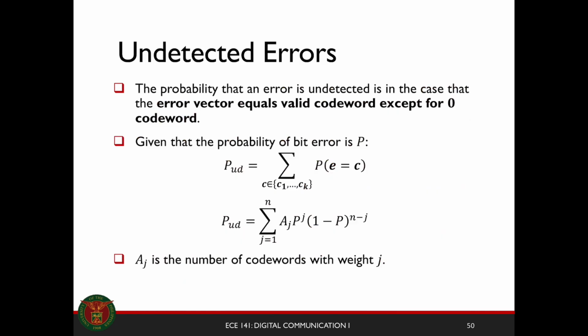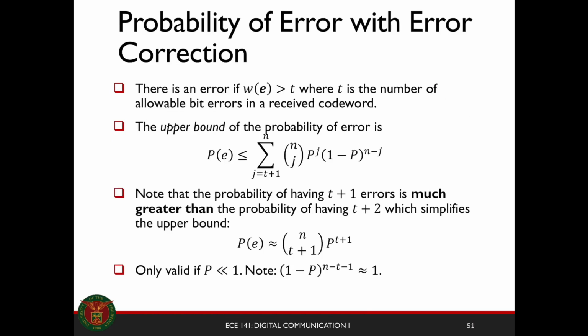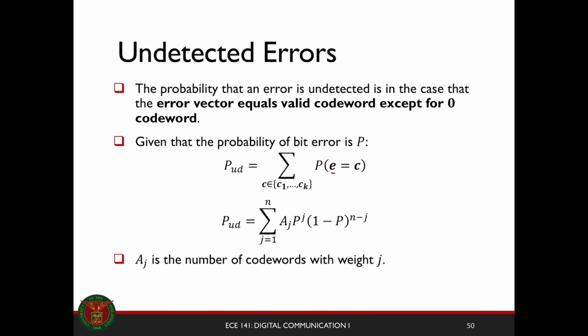Okay, so the probability then that your error is undetected is the probability when your E is equal to some code word, given all possible code words. Okay, and this can be simplified to here.